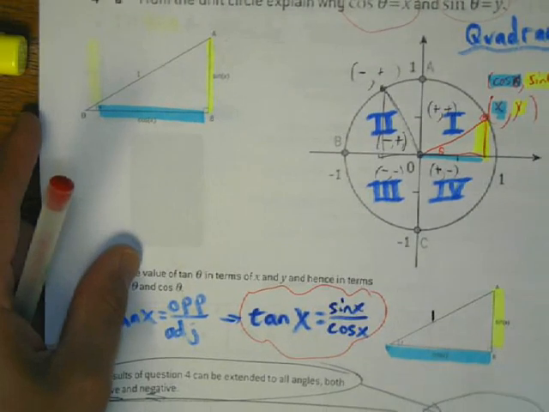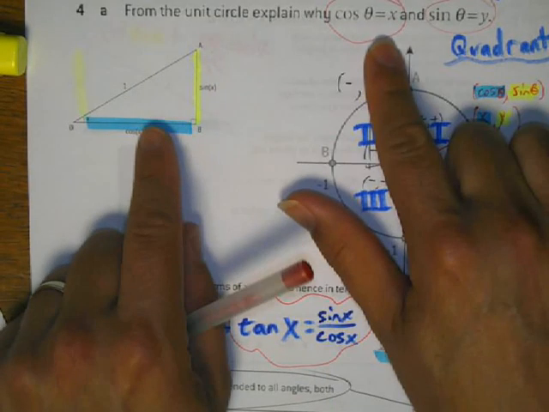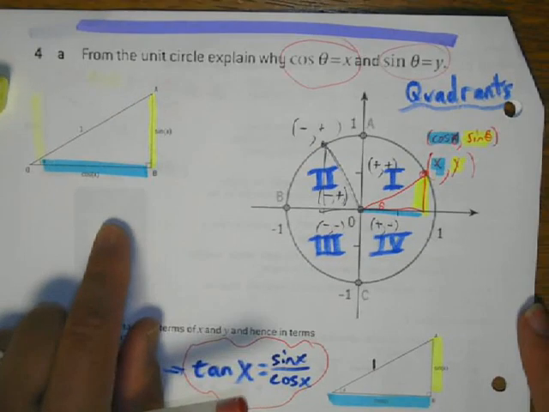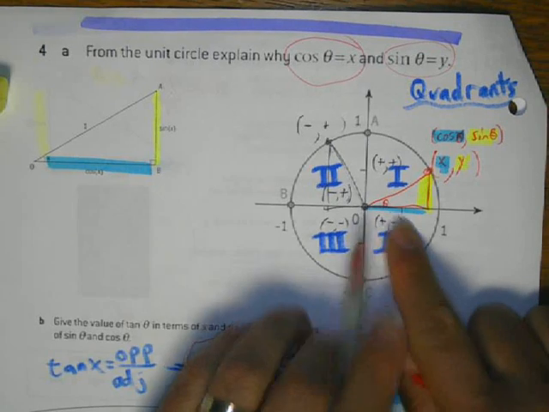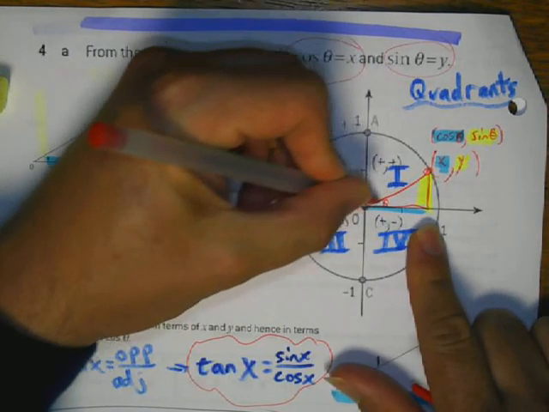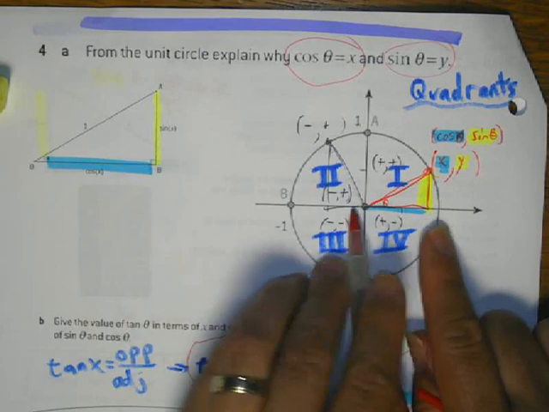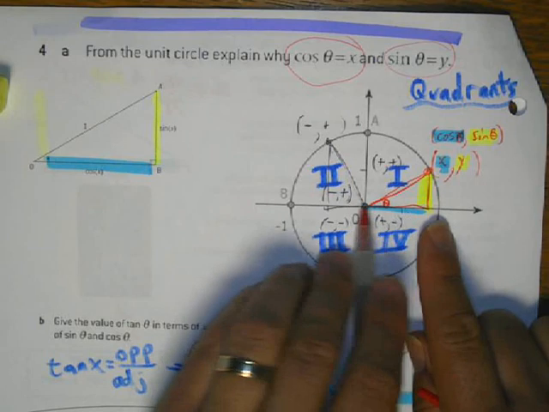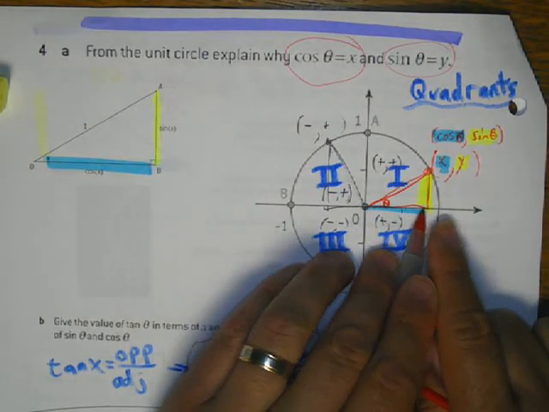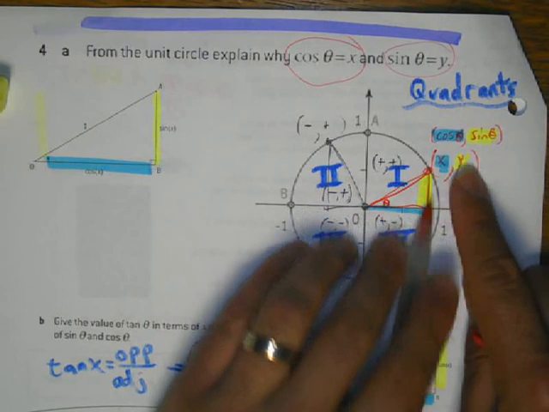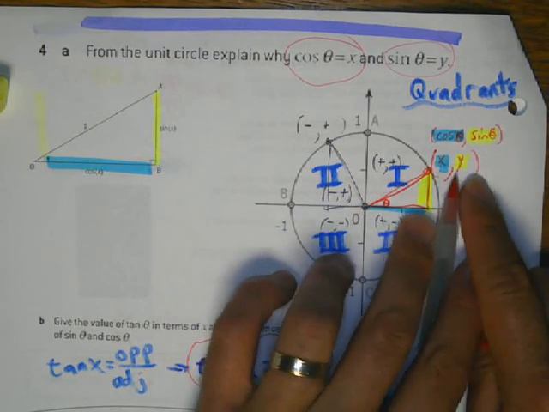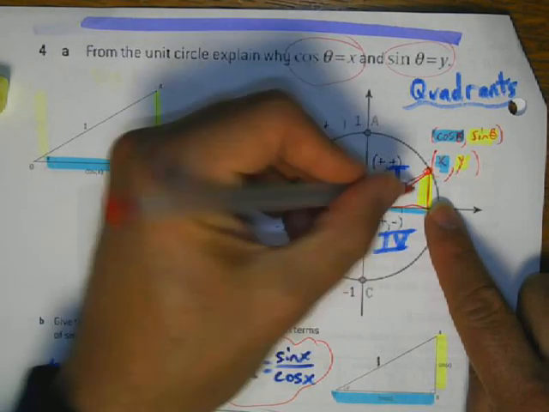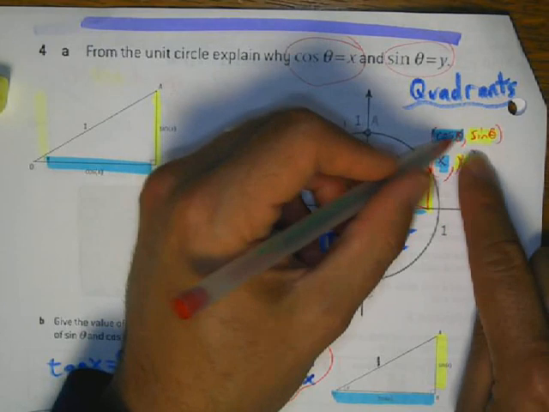Okay, so from the unit circle, explain why cosine theta is equal to x and sine theta is equal to y. So as I mentioned before, if I go to some random place on the circle, I've got theta degrees. So in the x direction, I'm going cosine theta. In the y direction, I'm going up. So this is why a normal coordinate here on the circle is x comma y, and since we said the hypotenuse is 1, it's going to be cosine theta, sine theta.